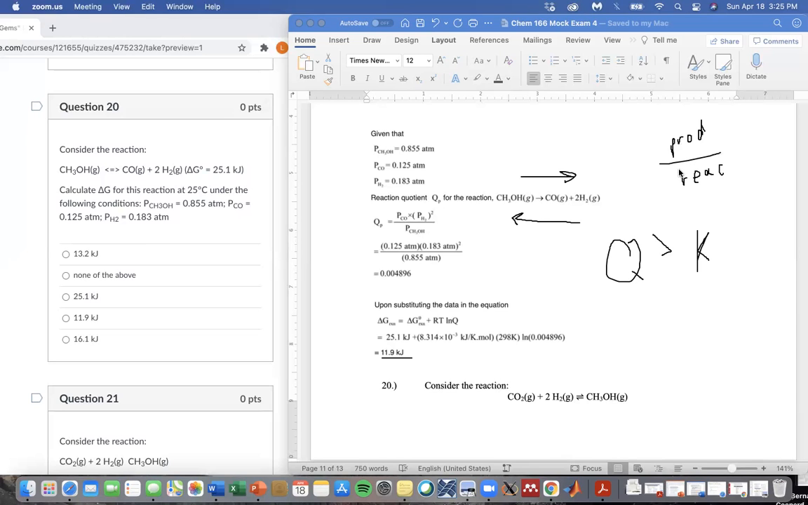Yeah, if you have products over reactants, that's perfect. If you have products over reactants, then if you're trying to go in the reverse reaction, that means that your Q must be larger than your K because you need to be proceeding towards your reactants.